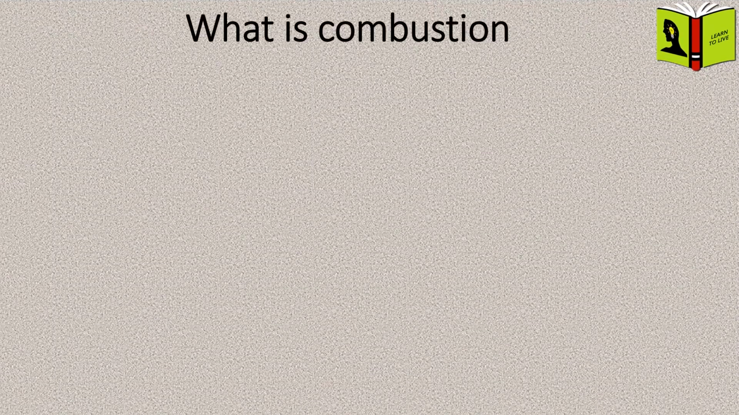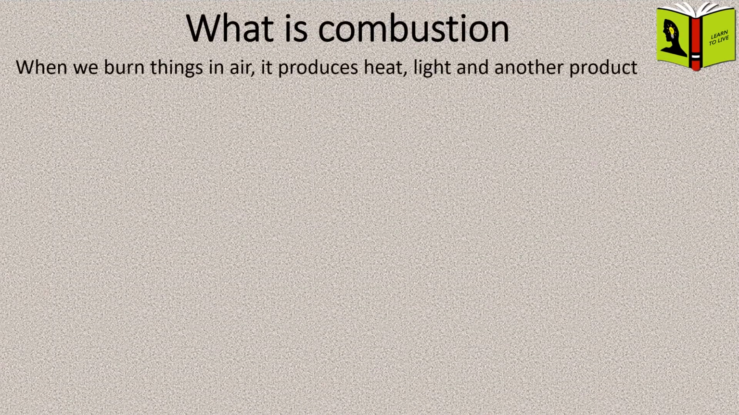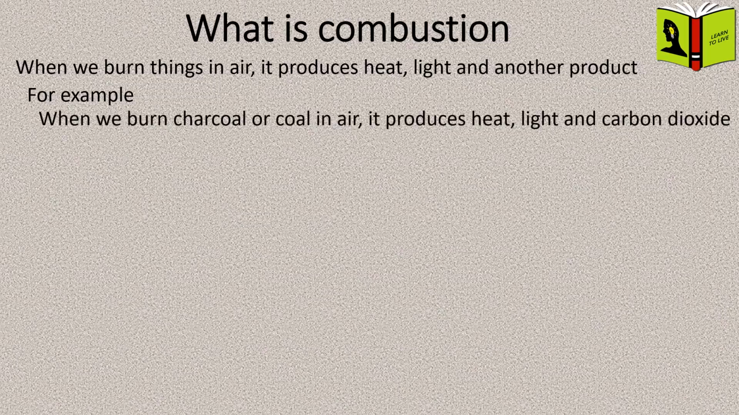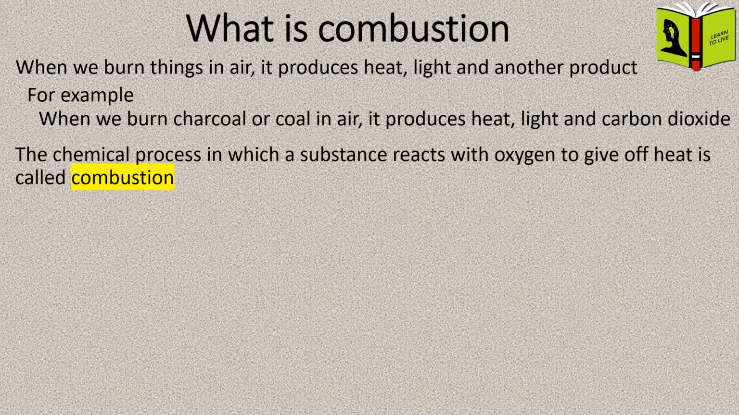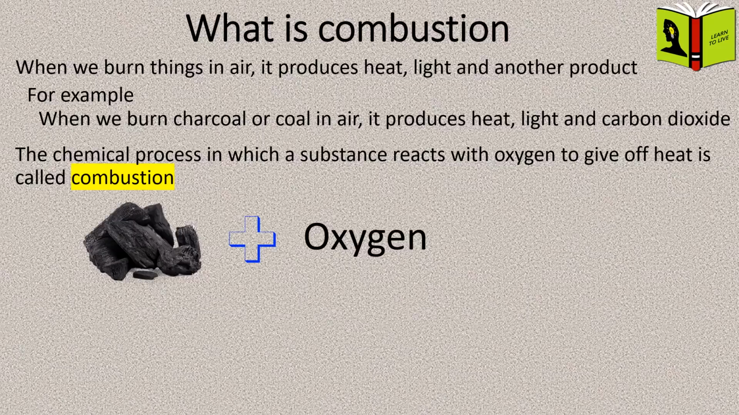What is combustion? When we burn things in air, it produces heat, light, and another product. For example, when we burn charcoal or coal in air, it produces heat, light, and carbon dioxide. The chemical process in which a substance reacts with oxygen to give off heat is called combustion.